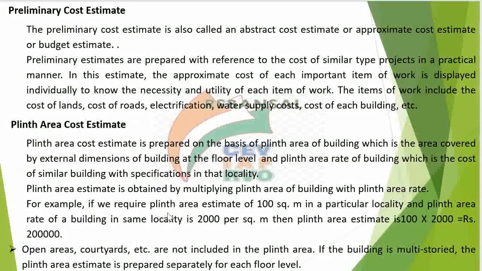For example, if we require the plinth area estimate of 100 square meter in a particular locality and the plinth area rate of the building in the same locality is rupees 2000 per square meter, then plinth area estimate is 100 into 2000, it will be rupees 20 lakh. In this estimate, open areas, courtyards, etc. are not included. You remember, open areas and courtyards, etc. are not included in this plinth area. If the building is multi-storied, the plinth area estimate is prepared separately for each floor.